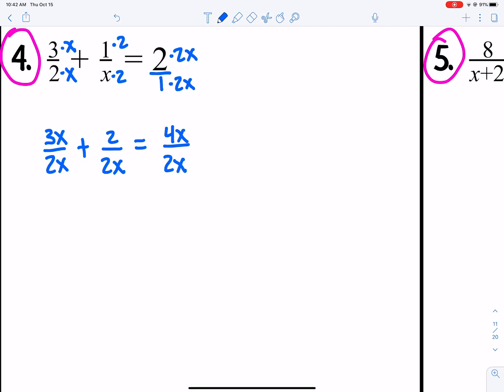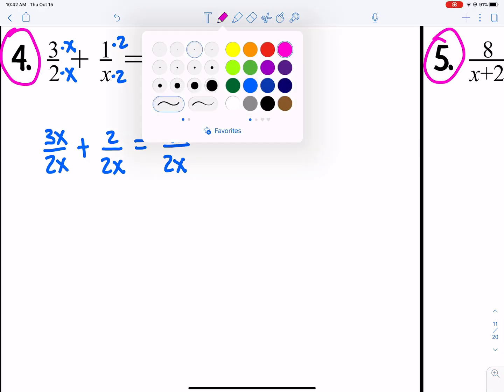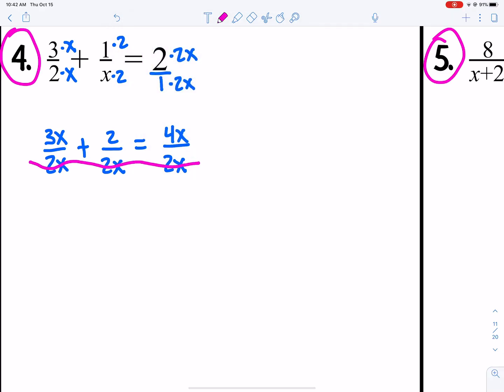So I get 3x over 2x, 2 over 2x, and 4x over 2x. Now what's really nice is after you do that, you can cancel all of the denominators now that they are the same, and you can just solve what's left in your numerator. So in my numerator, I have 3x plus 2 equals 4x.